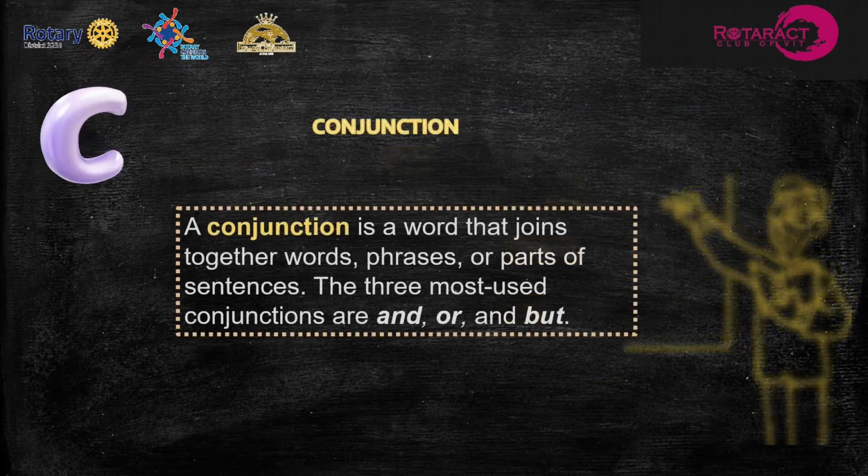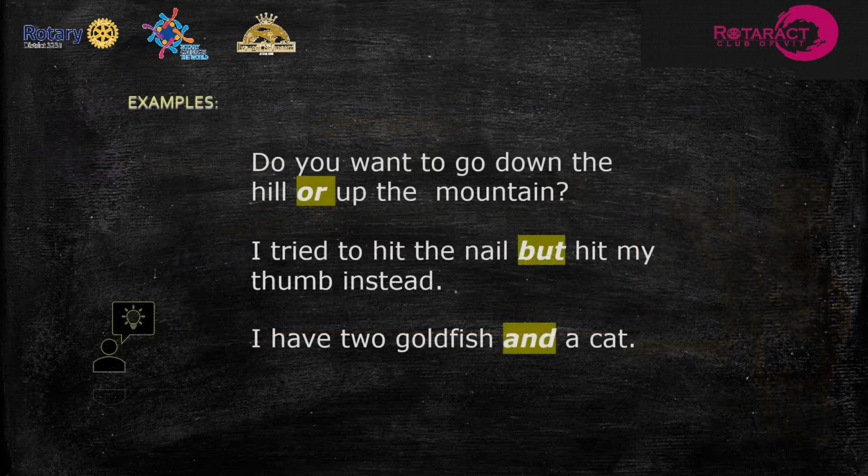Now the next one is conjunction. A conjunction is a word that joins together words, phrases, or parts of sentences. The 3 most used conjunctions are and, or, and but. Examples. Do you want to go down the hill or up the mountain? Here in this sentence, go down the hill and up the mountain are 2 different sentences which are being combined by the word or.